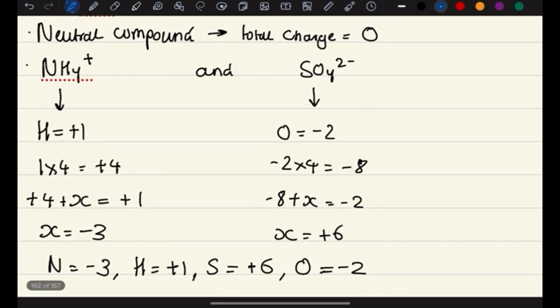So you put it all together. The nitrogen is -3. The hydrogen is +1. Sulfur is +6. And oxygen is -2. I really hope that made sense. Any questions about it? Ask in the comments. Rewind the video. Just try and digest it. Yeah, that's the kind of process that we need to do when we're talking about oxidation numbers.